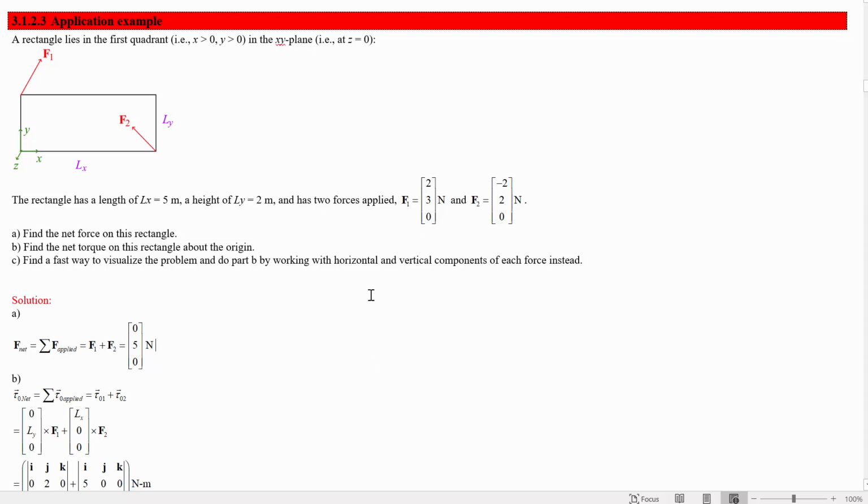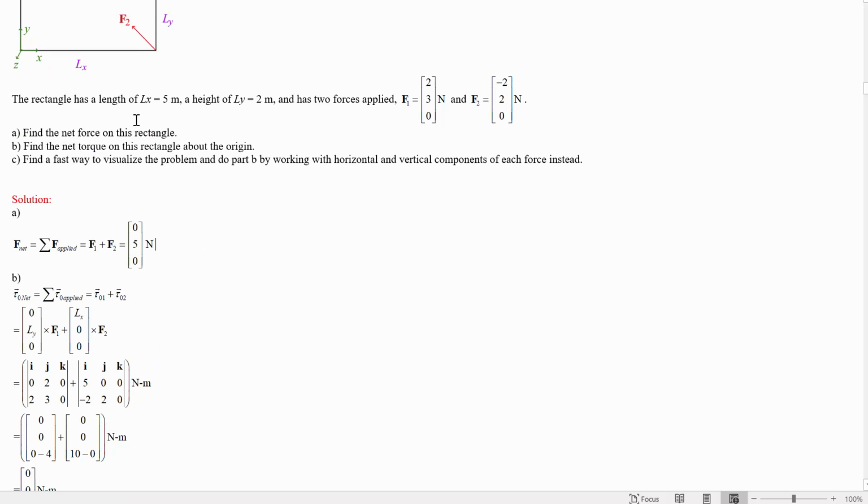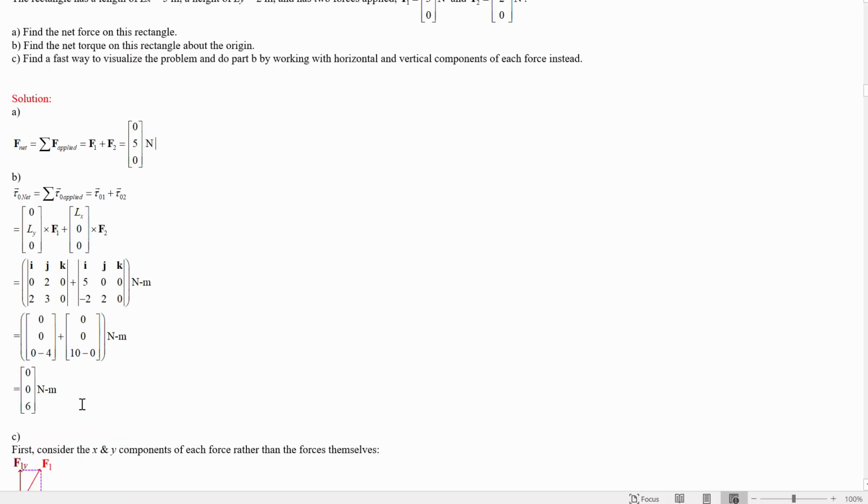What about the torque? Torque about the origin, we will need to find the moment arm to each of these locations. Given where they are applied, F1's moment arm will be this vector, (0, Ly, 0), crossed with F1, and then F2 will be at (Lx, 0, 0) for its moment arm, crossed with F2 to get the torque. Okay, so I've worked this out here.